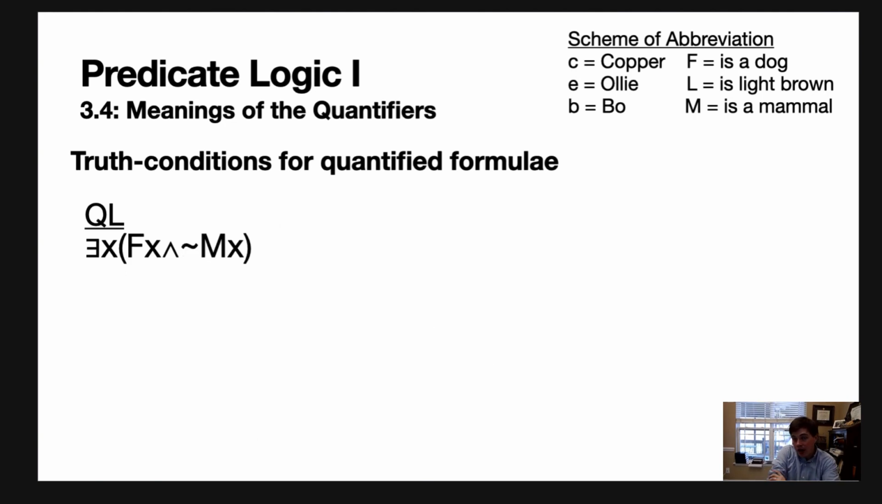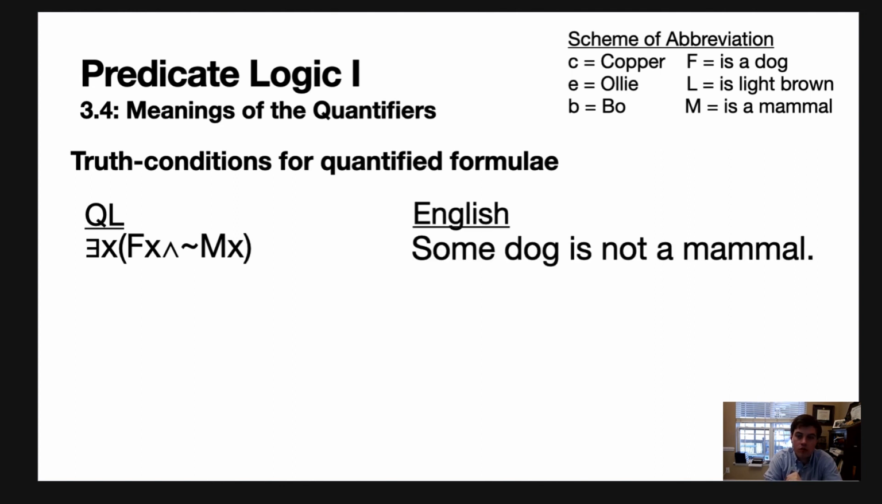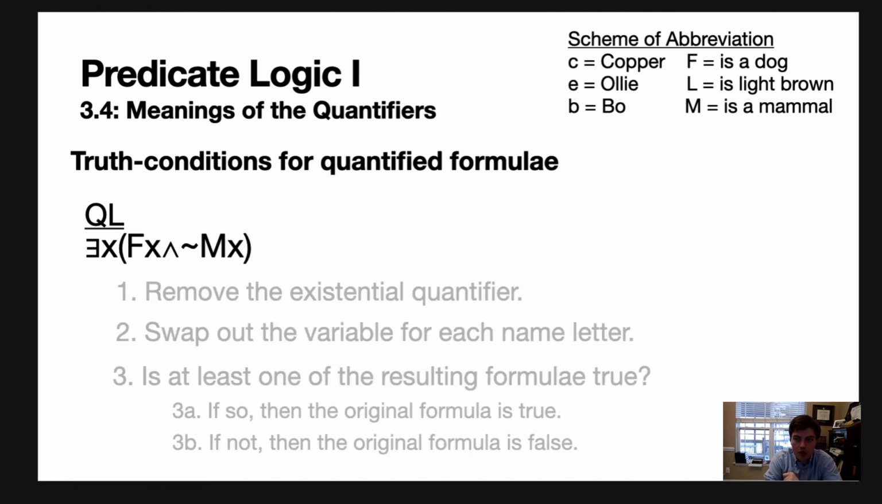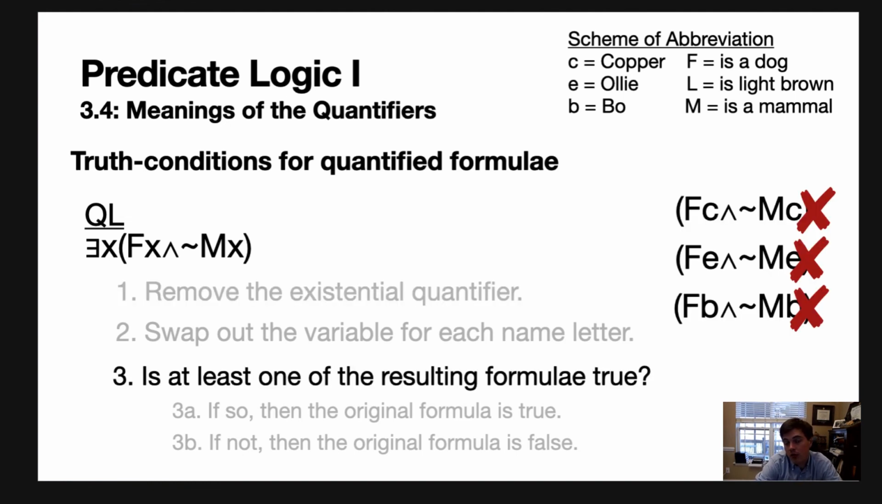Okay, on the other hand, what about a case where you have a sentence like this one? There is some x such that x is F and it is not the case that x is M. Or, some dog is not a mammal. How do we find out whether this is true or false, given our universe of names and predicates in our scheme of abbreviation? Well, we start as before: remove the existential quantifier and begin swapping out name letters for the variables. Those are the three possible ways of swapping in the name letters.